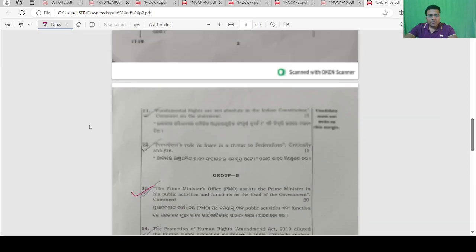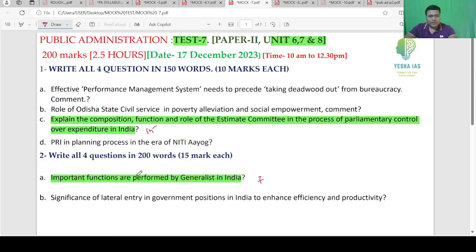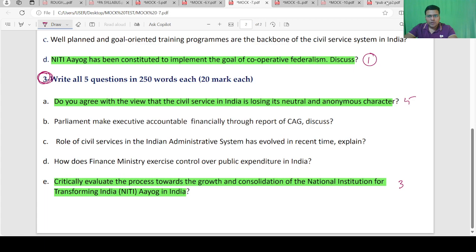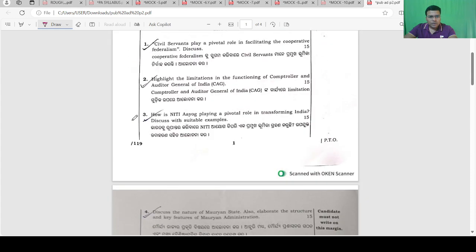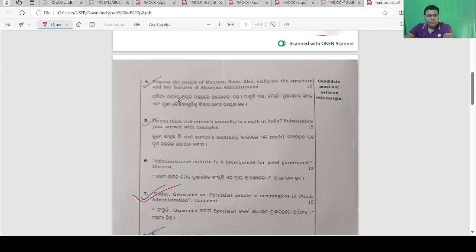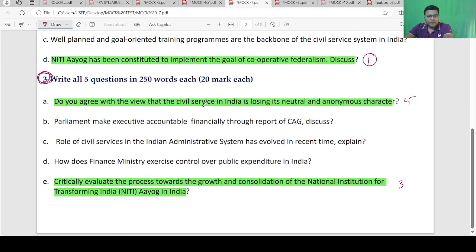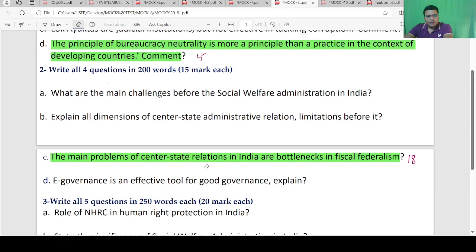Generalist. So there is a question that the generalist-specialist debate is meaningless. This is the question. Next is Niti Aayog. This is a Niti Aayog question: Niti Aayog, how it is cooperative federalism. Then civil services neutrality, the concept of neutrality. Niti Aayog. Neutrality, I would test ACC.